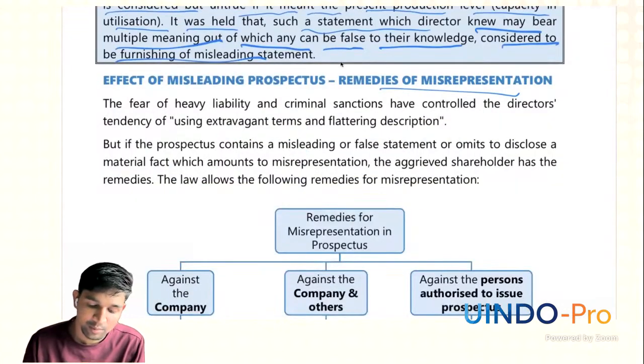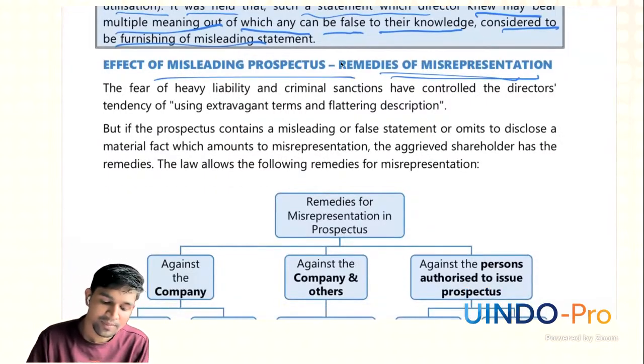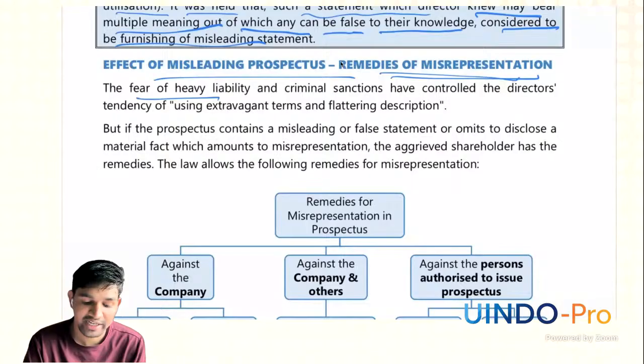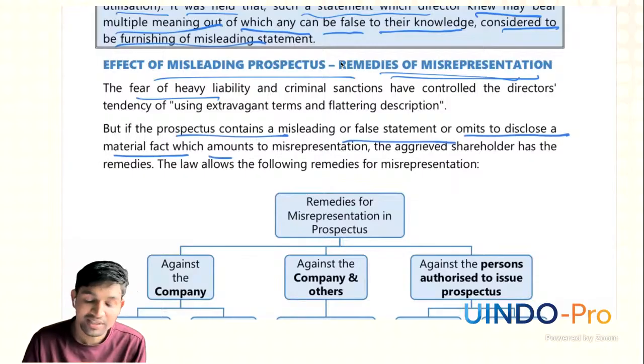Effect of misleading prospectus, remedies of misrepresentation. The fear of heavy liability and criminal sanctions has controlled the directors' tendency of using extravagant terms and flattering descriptions. But if the prospectus contains some misleading or false statement or omits to disclose a material fact which amounts to misrepresentation, the aggrieved shareholder has remedies.